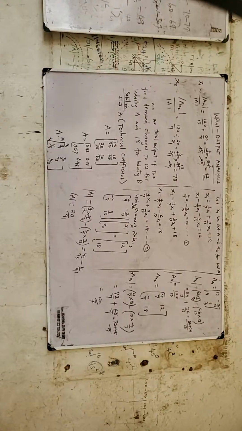120 over 13 remaining. 120 over 13 divided by 20 over 91. We multiply 120, cancel, 6 and 7, then multiply. Like this. 6 times 13. So 120 over 13 divided by 20 over 91. Yes, I've got it.